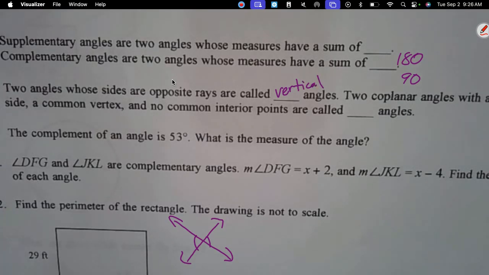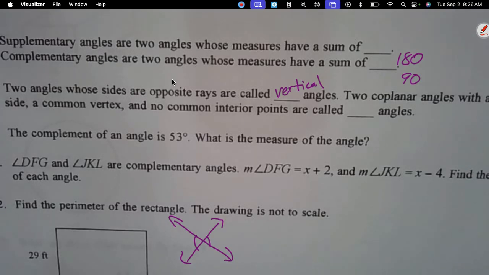And then two coplanar angles with a common side and a common vertex. If they share the same side, what are they called? This is what you were answering. Adjacent. That means they share the same side. They're next to each other. So that one would be adjacent.